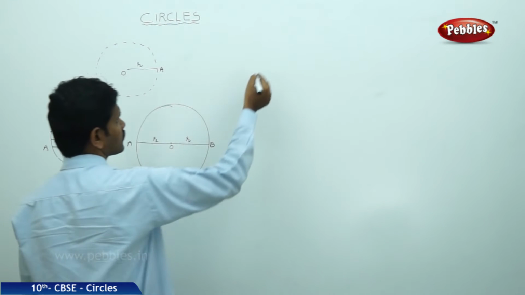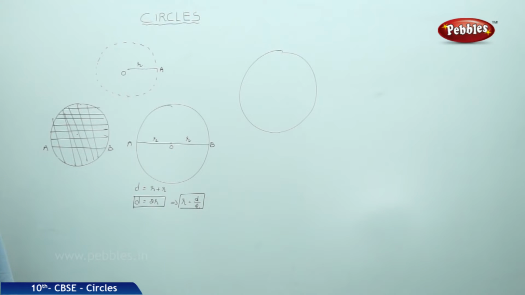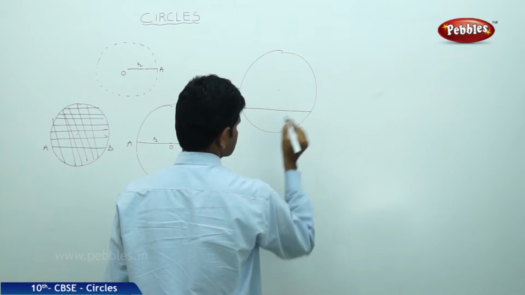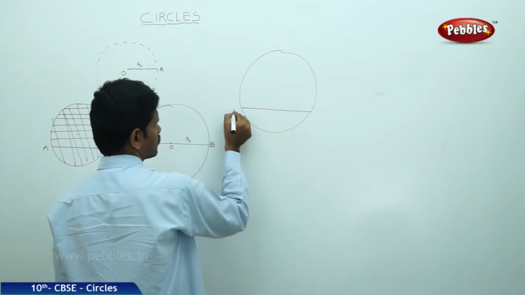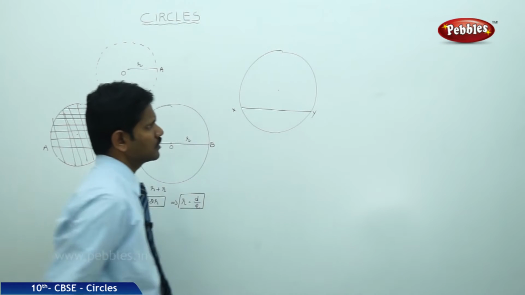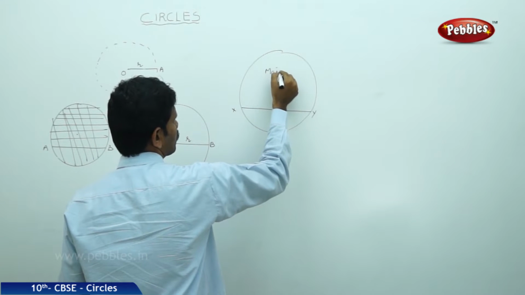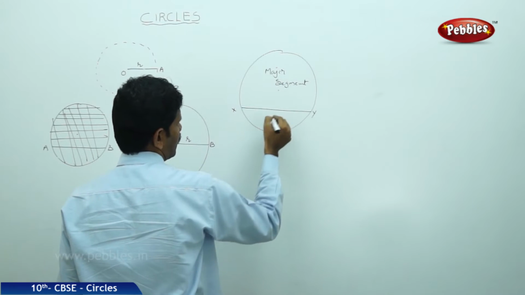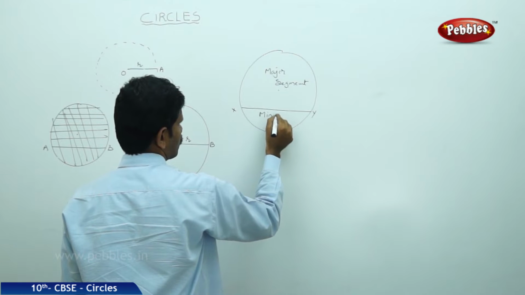Next, a chord divides the circle into 2 parts. The major part is called the major segment, and the lower part is called the minor segment.